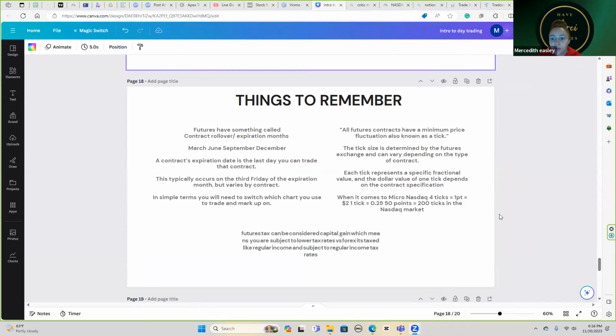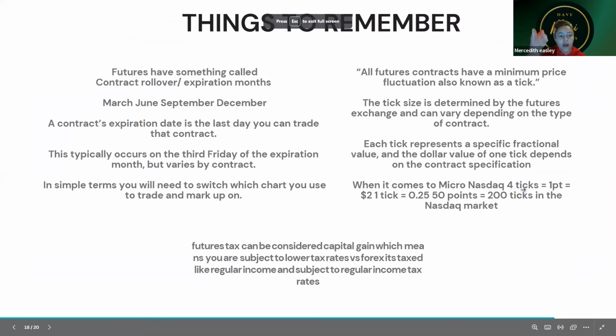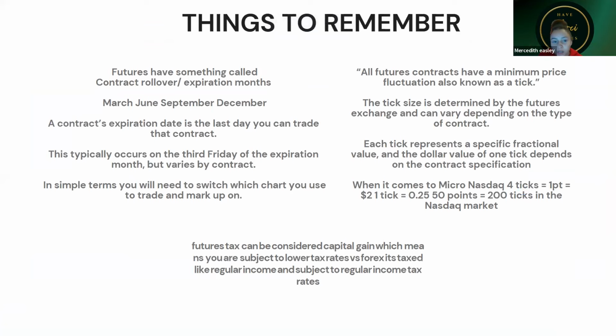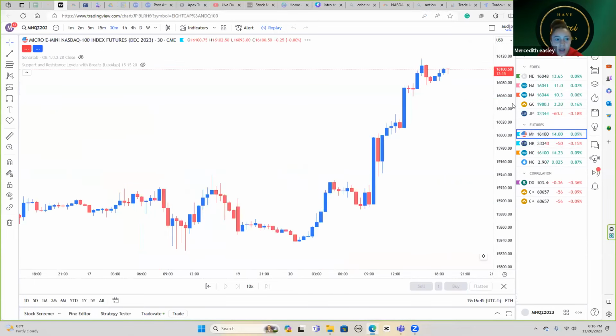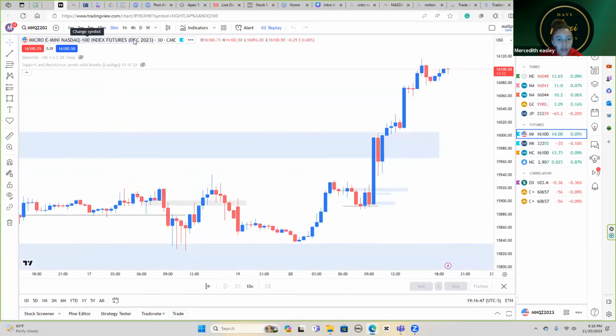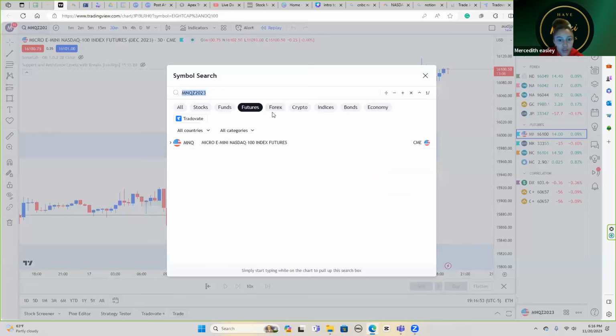Some things to remember real quick. Futures have something called a contract rollover or expiration months. So if you plan on trading futures, this is for you. Remember the March, June, September, and December contract expiration dates. They're the last day you can trade that contract. This really just means you need to switch which chart you use to trade and mark up on. It's really simple. Right now for futures, this is the chart I trade and mark up on. It literally says December 2023. Once this contract expires, I'm just going to go to futures and find the new contract.